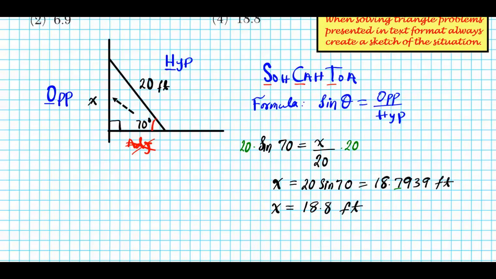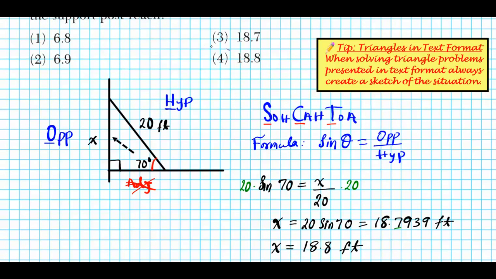feet. Now, if you look at your options right here, this problem is also assessing your ability to accurately round. If you didn't round correctly by rounding up, let's say you truncated the decimal values behind the 7, basically rounding down, you get option 3, which is incorrect. So you have to be careful.